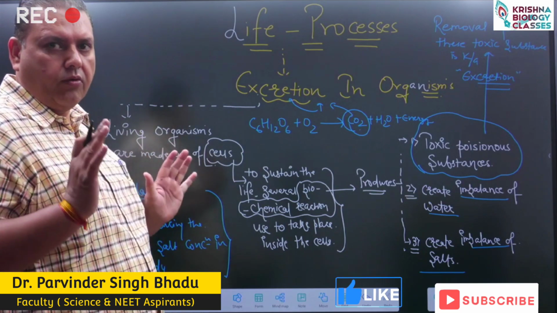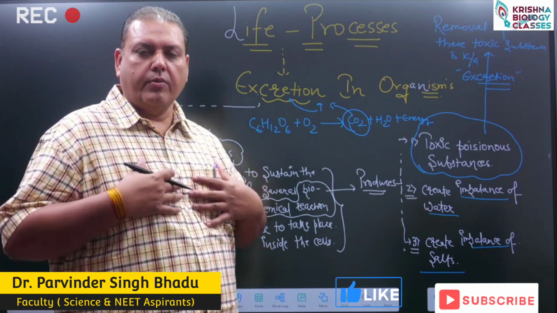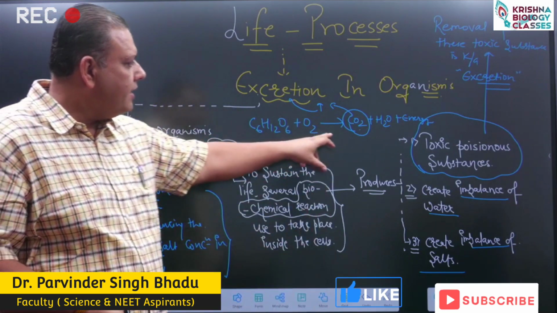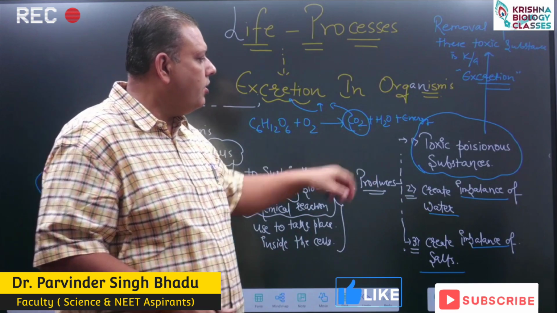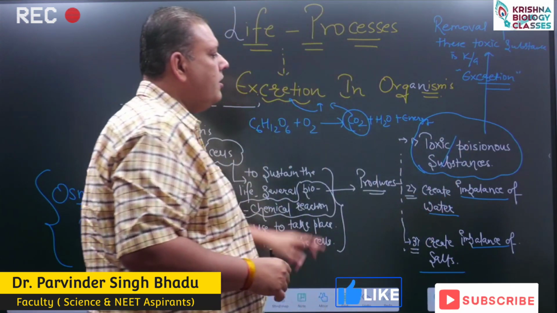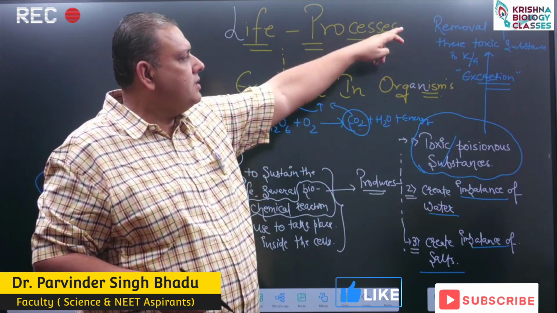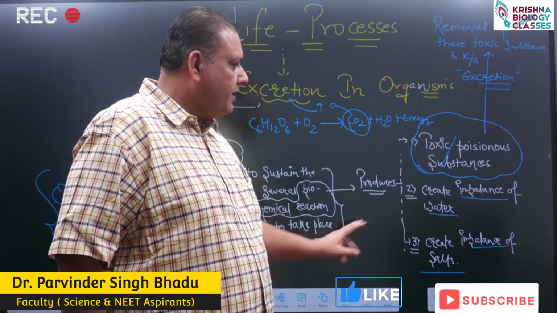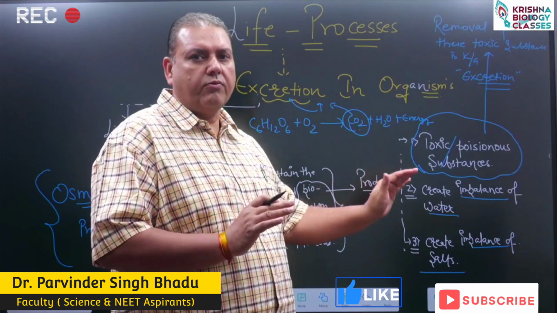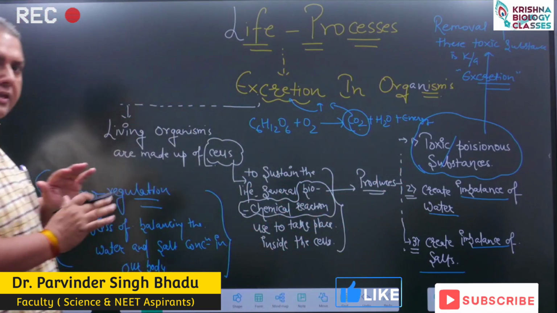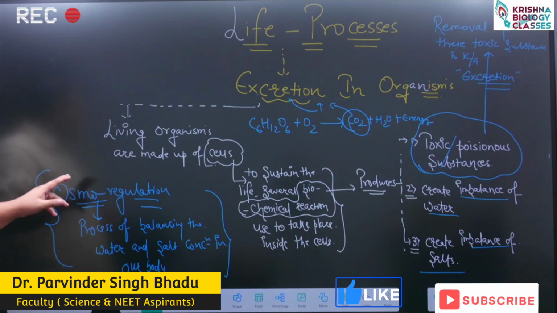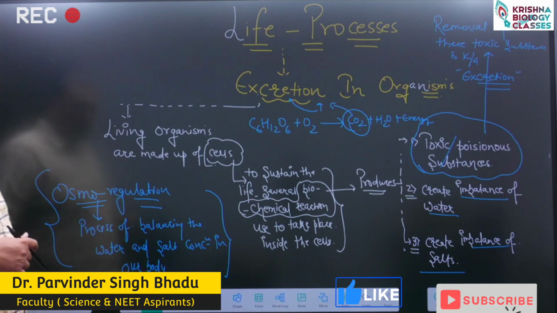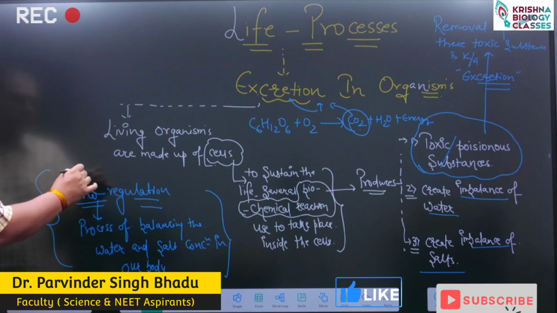So whenever we discuss excretion, along with it we also discuss osmoregulation. We need to remember that our body is made up of cells. Inside the cells chemical reactions are going on. These chemical reactions lead to the formation of toxic or poisonous substances. Removal of these substances from our body is named excretion. At the same time, these biochemical reactions lead to an imbalance of water and salts in our body, and the process by which we maintain the ion, salt or water concentration in our body is named osmoregulation. This is important for MCQ.